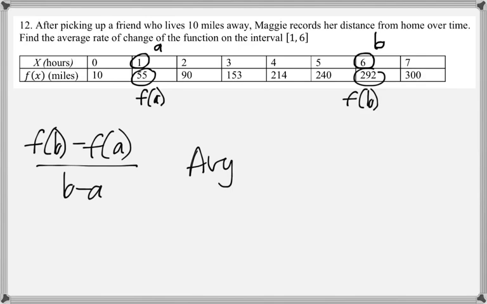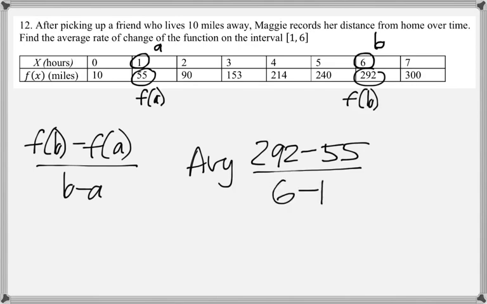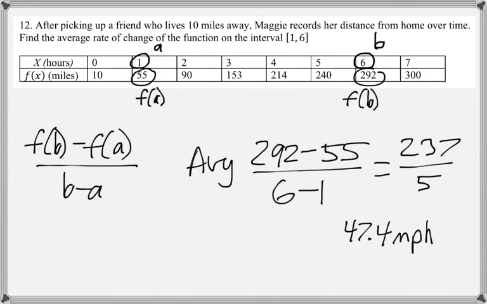So my average rate of change is going to be 292 minus 55 all over 6 minus 1, which is 237 over 5, which is 47.4, and this is miles per hour. So we actually are calculating a speed here, an average speed.